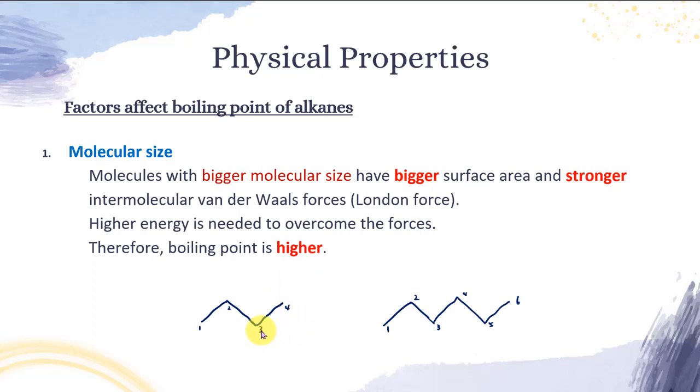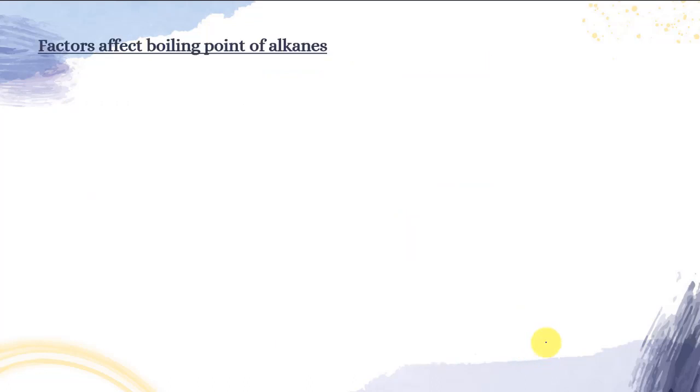To give you a brief example, if you look at structures A and B given here, structure B with a bigger molecular size and molecular mass will have a bigger surface area and stronger intermolecular forces. So B will have a higher boiling point. Comparing the size of the molecules, B has the higher boiling point.